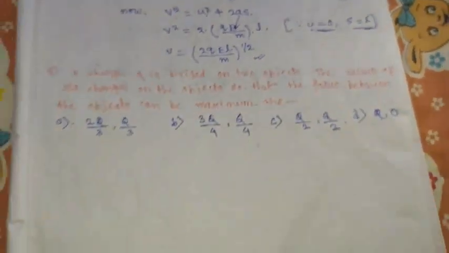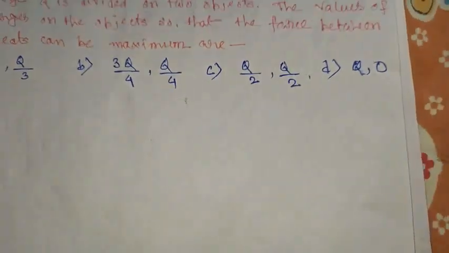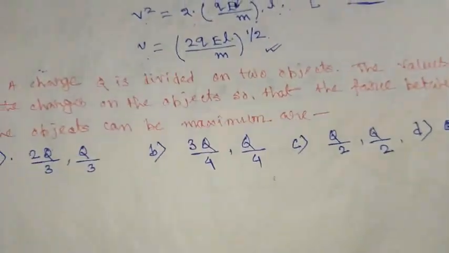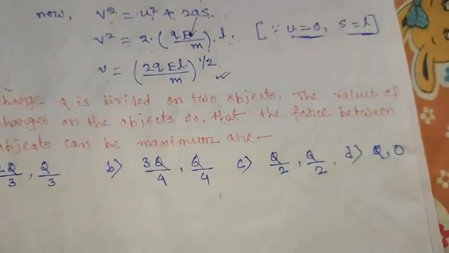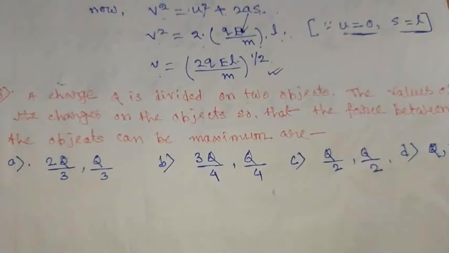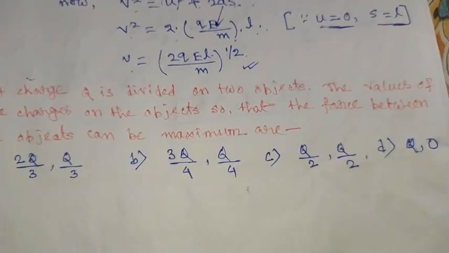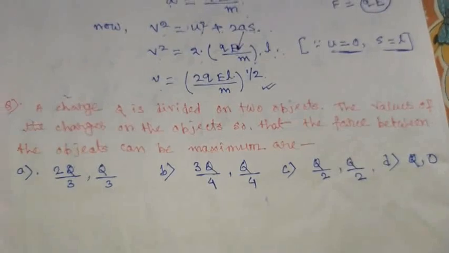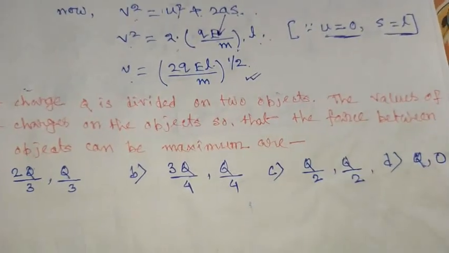Now moving towards the next question. Here it is the next question. A charge q is divided on two objects. The values of the charges on the objects should be such that the force between the objects can be maximum.